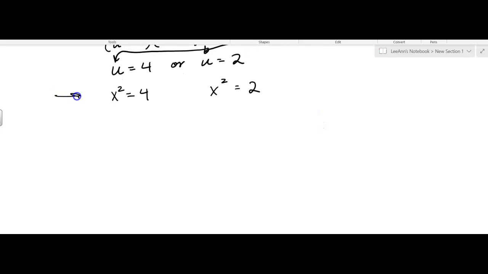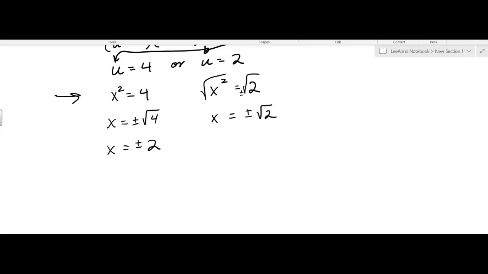Now, these are both quadratic equations, and so we can use the square root property. Just take the square root of both sides. So x equals plus or minus the square root of 4. So x equals plus or minus 2. And on this one, again, I'm taking the square root of both sides. I didn't write that on the last one, but I usually do. x equals plus or minus the square root of 2.